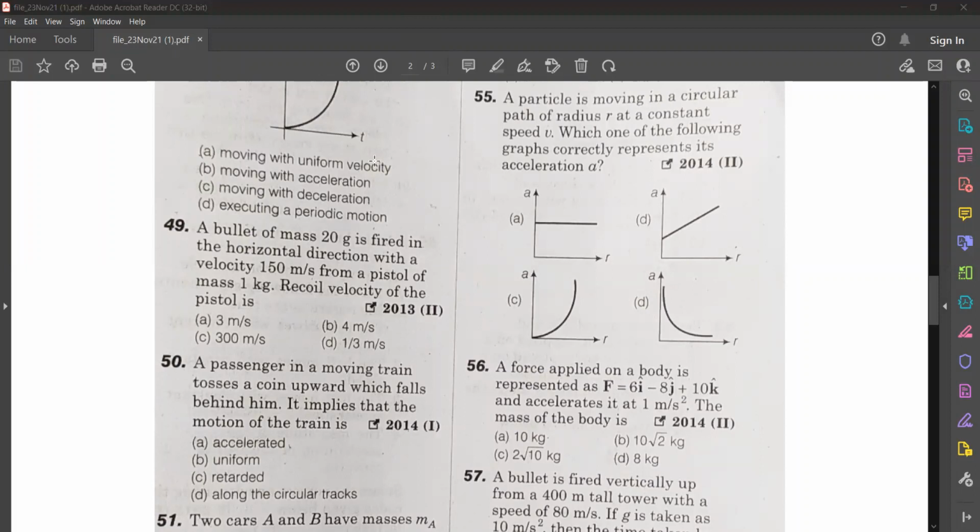We are going to see some previous year physics NEET questions.